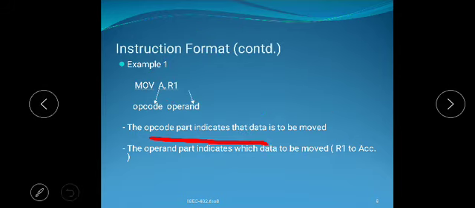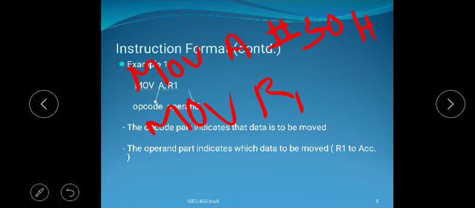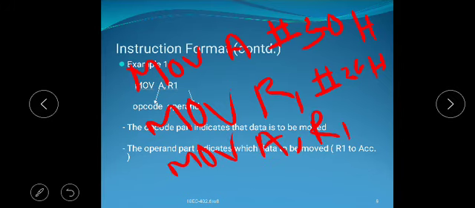Here I am writing a small program. For example, MOV A, #30H. Next, MOV R1, #20H. Then MOV A, R1. Halt.